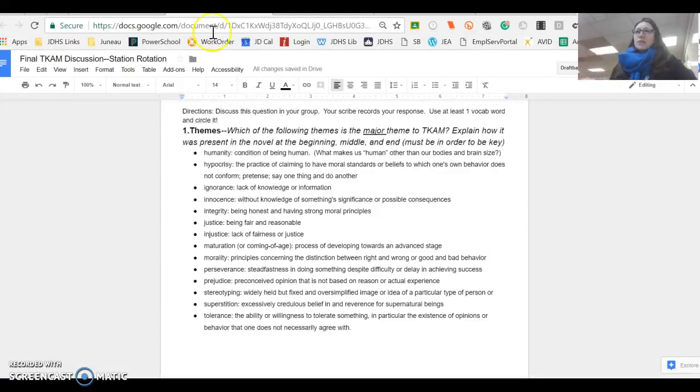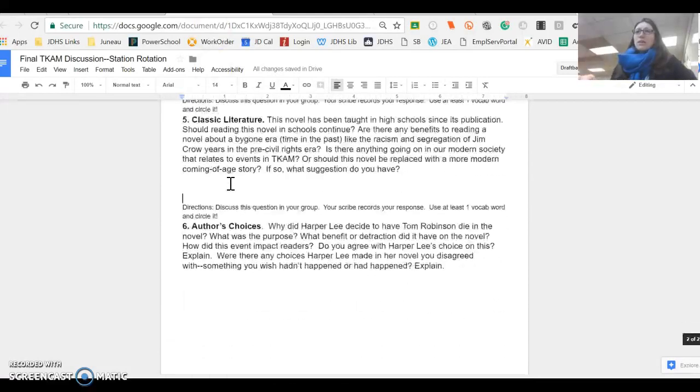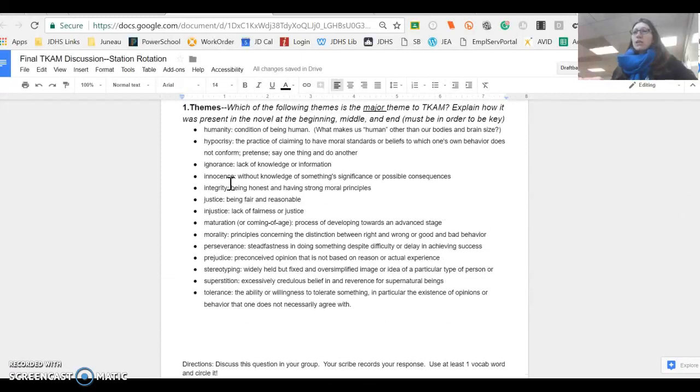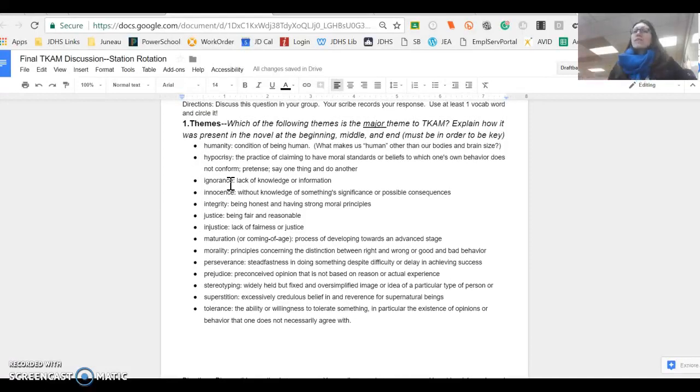So on the discussion paper, you're going to see that there are 6 different questions, and you and your group are going to be working on it together to come up with responses. You need one scribe. This is one person that's going to write your group responses down, okay? And then in each of your answers, you need to have at least one vocabulary word. So somewhere in your answers you're discussing these. Please make sure you have one vocabulary word and circle it so I can see it.